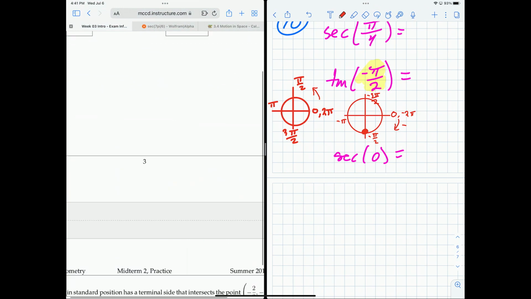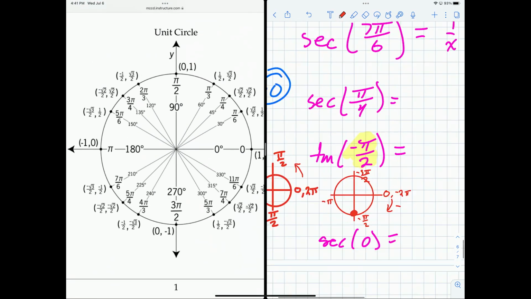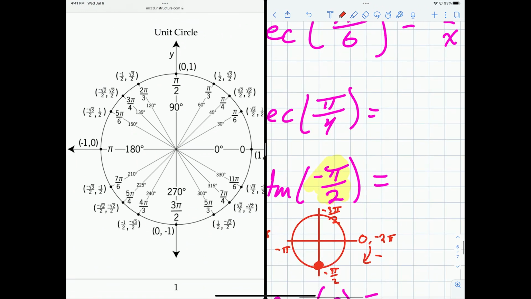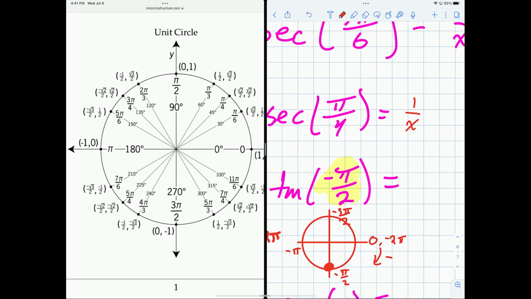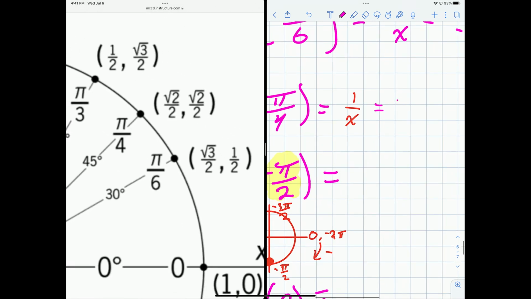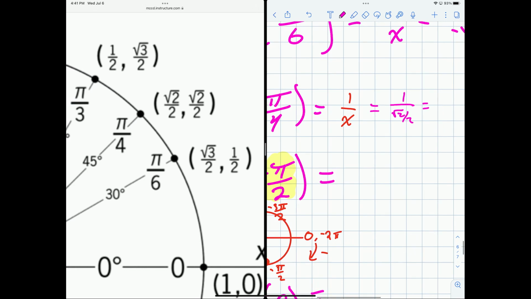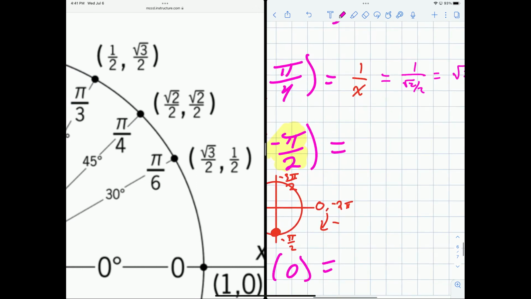Okay, find the unit circle. Here it is. All right, so secant pi over 4, we know will be, it's a secant. So secant is 1 over x. And 1 over x will be, well, let's find pi over 4. It's right here. So it will be 1 over root 2 over 2, which if you simplify it, simplifies into root 2. You can punch that into a calculator.